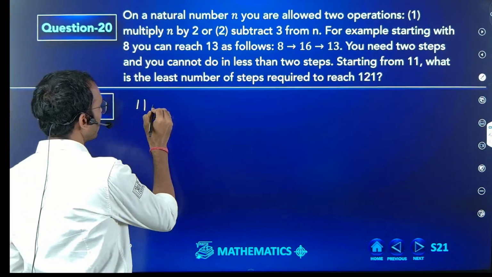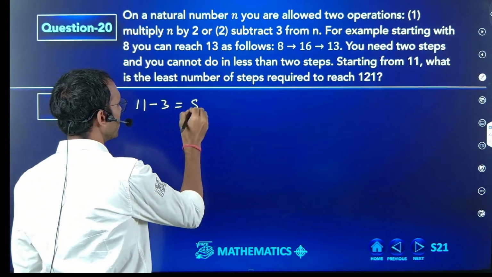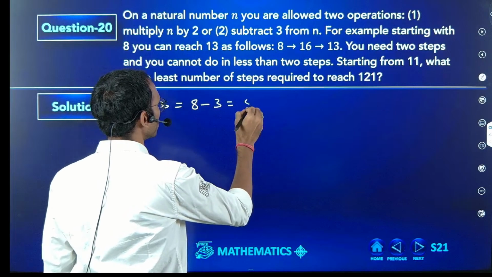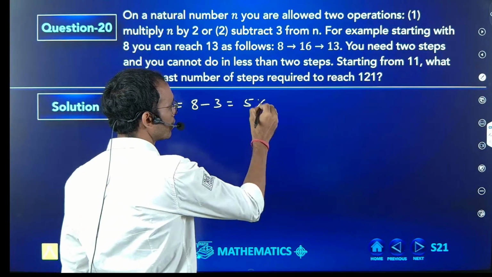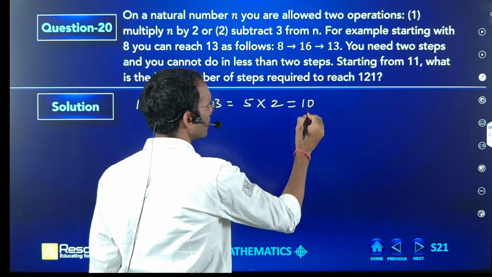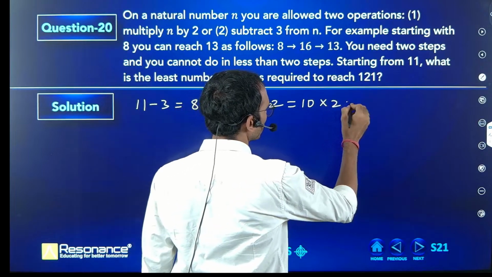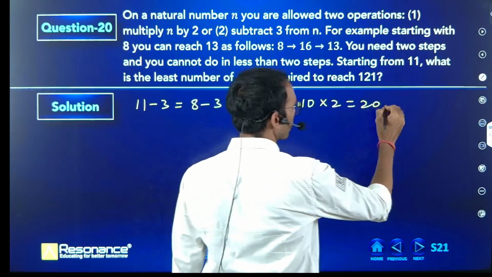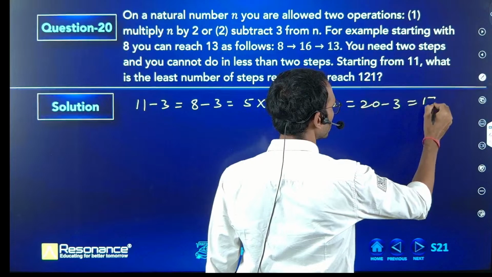Okay. 11 minus 3, that is 8. 8 minus 3, that is 5. 5 into 2, that is 10. 10 into 2, 20. 20 minus 3, that is 17.